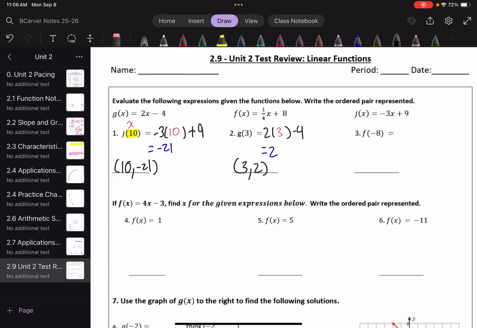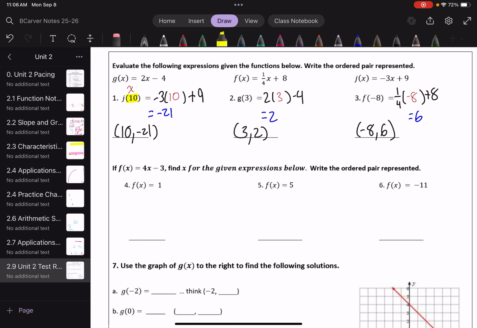And then I have f of negative 8. So in my function f, I've got 1/4 times negative 8 plus 8. So in my calculator, I'm going to do 1/4 times negative 8 plus 8 to give us the output of 6. So my ordered pair is going to be negative 8 comma 6.